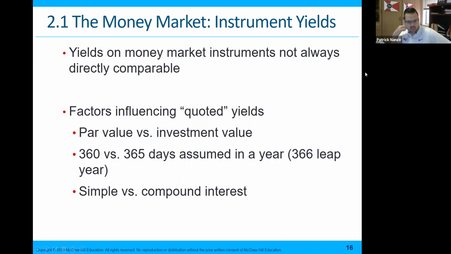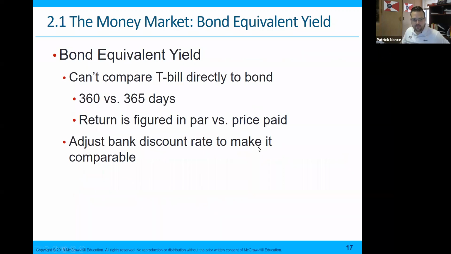So different factors influence our quoted yields: the par value versus the investment value, the 360 versus 365 days, or 366 if it's a leap year, simple versus compound interest, also discounted, it doesn't label it here, but discounted versus full price, or paying full price for something and having interest paid on top of that versus buying at a discounted price, also affects our yield.